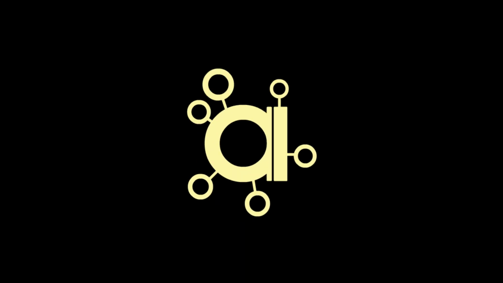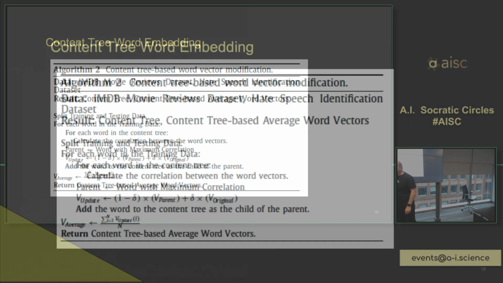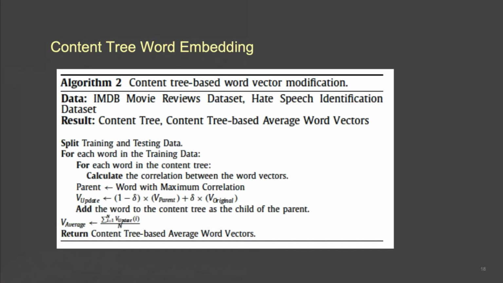And here we have the second algorithm, which is very similar to the previous one, but in here this line is added. The word vector is updated, and the updated word vector is joined to the tree. Then the parent's word vector in the next step is the updated word vector from the previous step. And at the end, to represent the document, we take the average of all the words in the document.